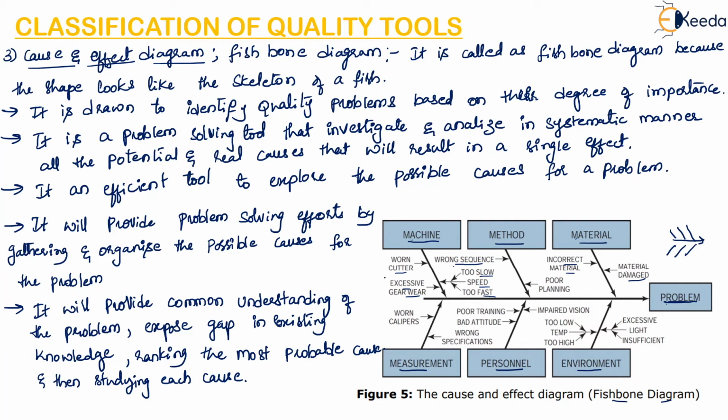This is a very good example which is being given here. The measurements which we are making with the help of calipers, and this caliper is worn out, and the personnel who is working on the process may be poorly trained, or may have a bad attitude. The effects of the environment will also be checked here. So this is about the cause and effect diagram, also known as the fishbone diagram.